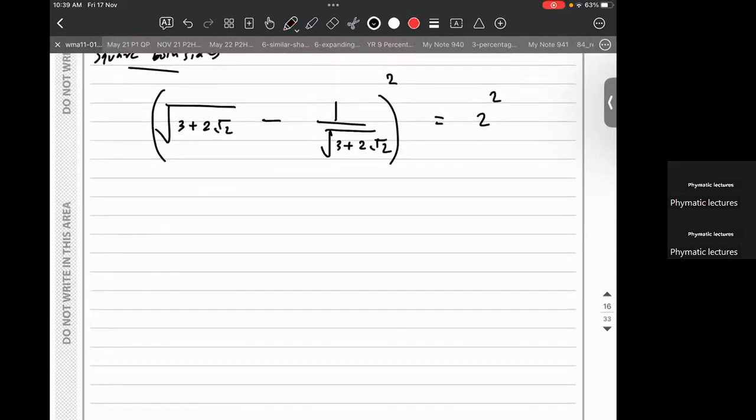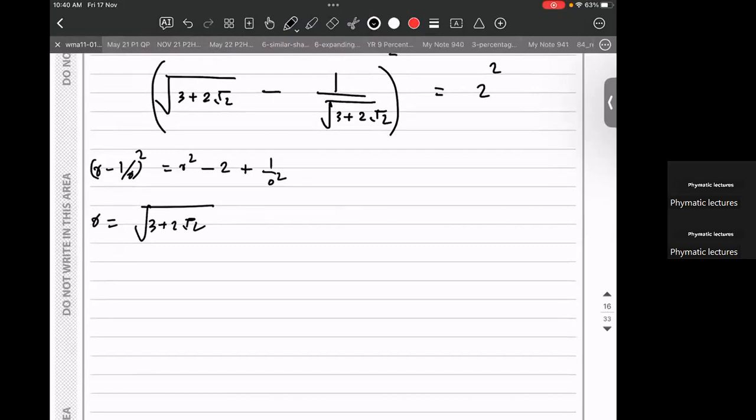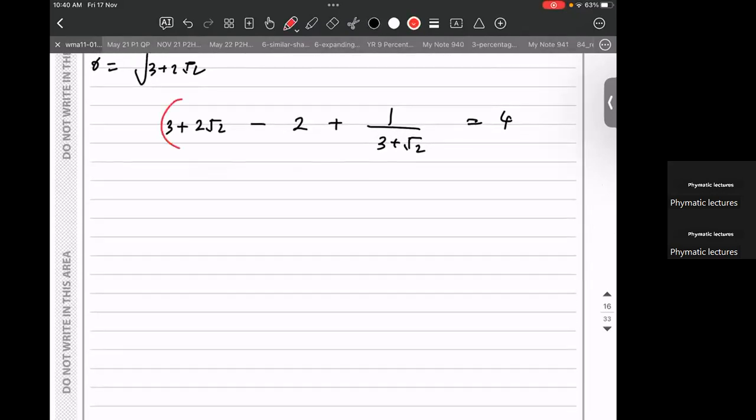So (root of (3 plus 2 root 2) minus 1 by root of (3 plus 2 root 2)) whole square becomes what? You can apply this formula (r minus 1 by r) whole square. We already expanded it as r² minus 2 plus 1 by r². So here, if we assume r as root of (3 plus 2 root 2), r² means root of a whole square is just a, so the root got eliminated. So it becomes 3 plus 2 root 2 minus 2 plus 1 by (3 plus 2 root 2), and that is equal to 4. This is what we need to prove, that this is exactly equal to 4.